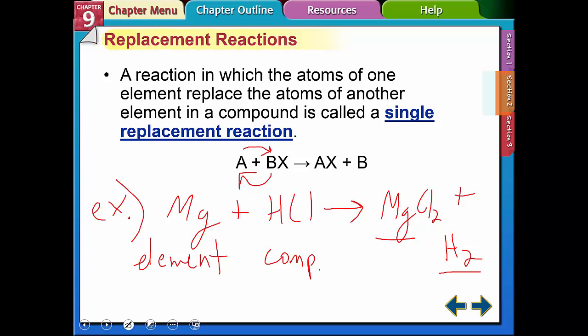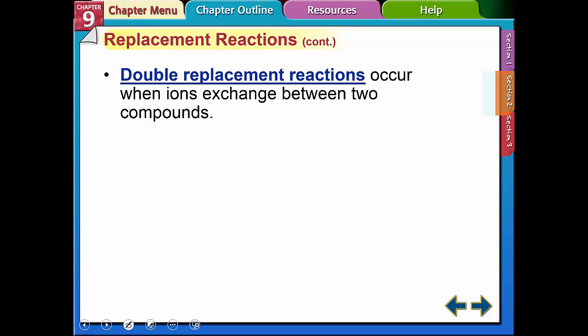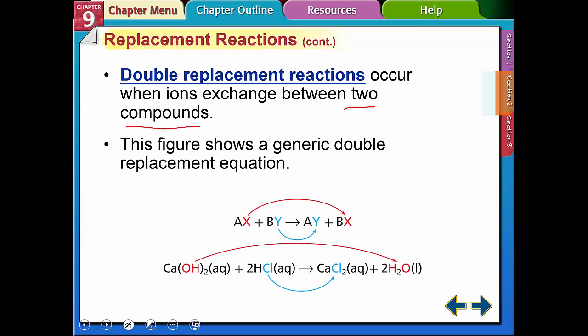The last type is similar to single replacement, but now it's double replacement. So now instead of an element reacting with a compound, it is a reaction between two different compounds. Okay. So this is the general form, and the reason why it's called double replacement is those two elements are replacing each other.